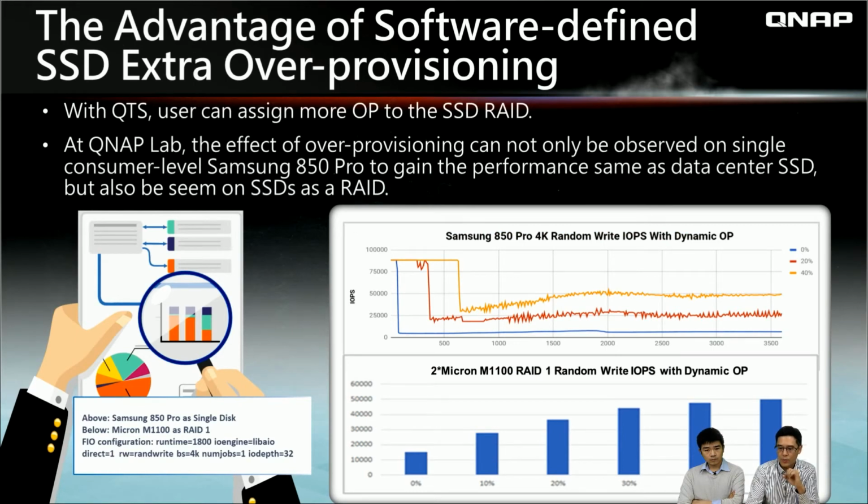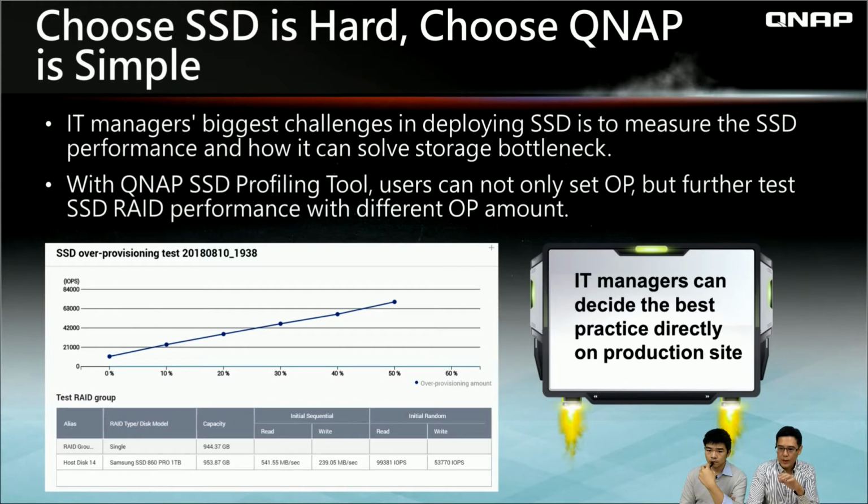And with the same idea, we implement this function in the QTS. That means before, only the SSD had this function, and QNAP uses the same idea and implements it in QTS. You are able to configure the over provisioning space via the QTS. Right now it's a little bit hard for you to choose an SSD because of different vendors, different controllers, different hardware, and different performance. It's hard for our customers, but just choose the QNAP solution, because QNAP offers something like software-defined over provisioning. We implement this function in our QTS.